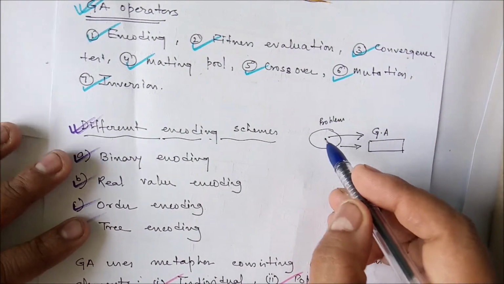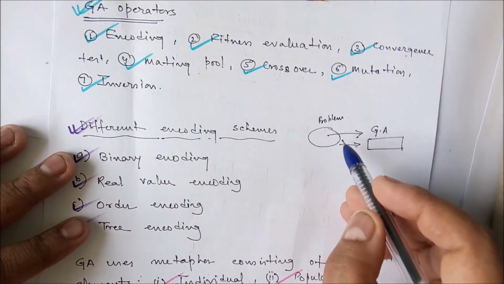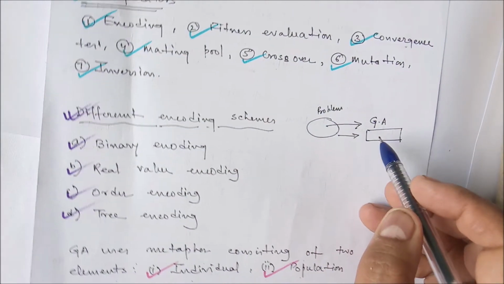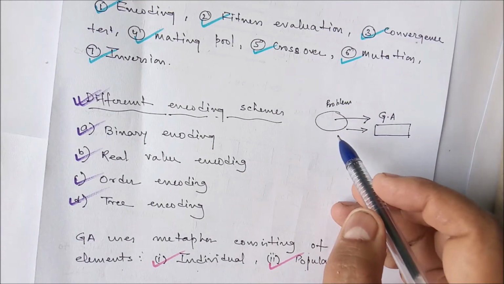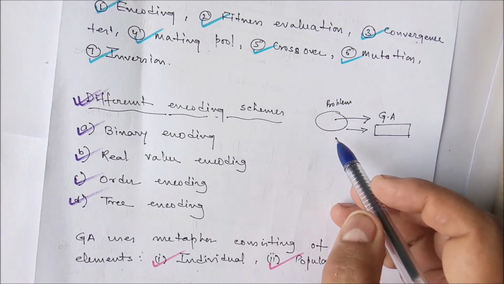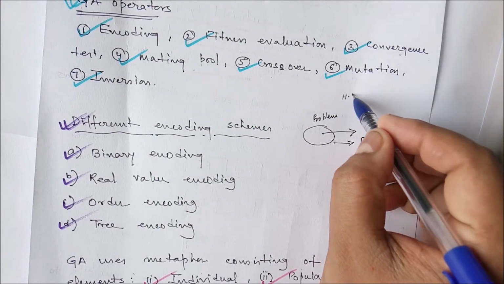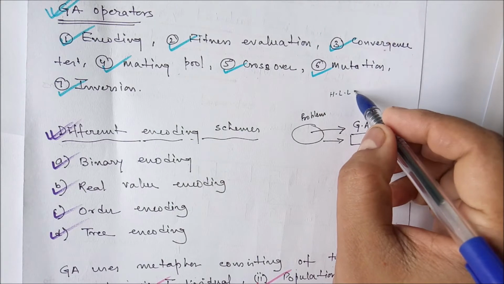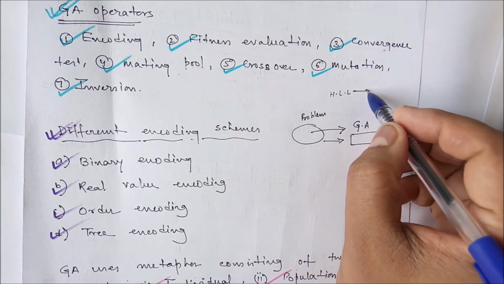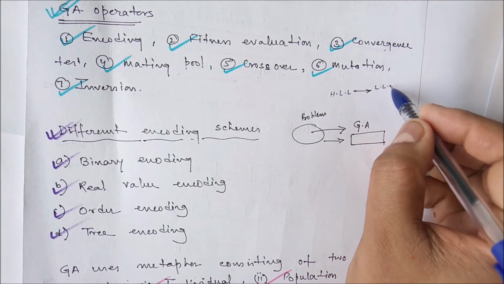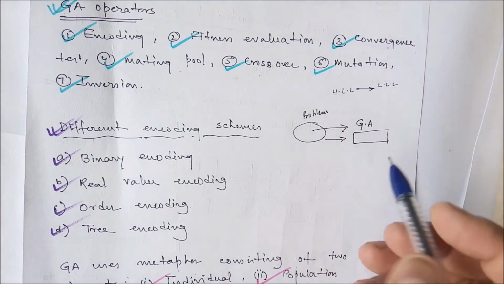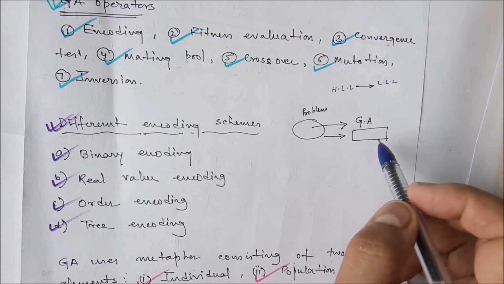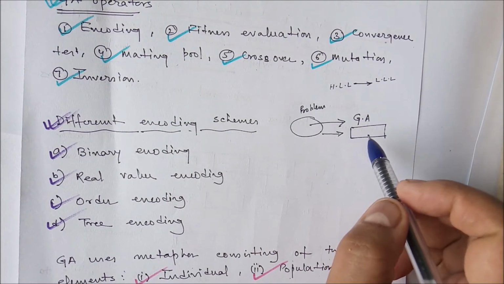Suppose a problem is there. To solve that particular problem, we have to encode it in such a fashion that the GA framework can handle that problem properly. For example, take a high level language. A high level language means a human understandable language. Now suppose we have to convert this language into low level language, after that the machine can understand. Similarly, a problem is there, and we have to convert this problem into a GA framework so that the GA framework can handle that particular problem properly.